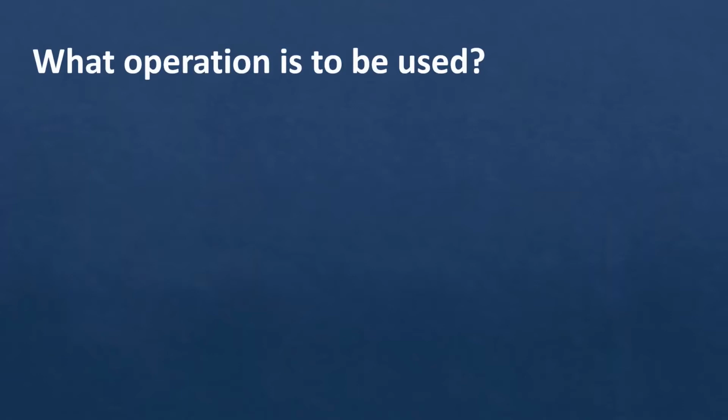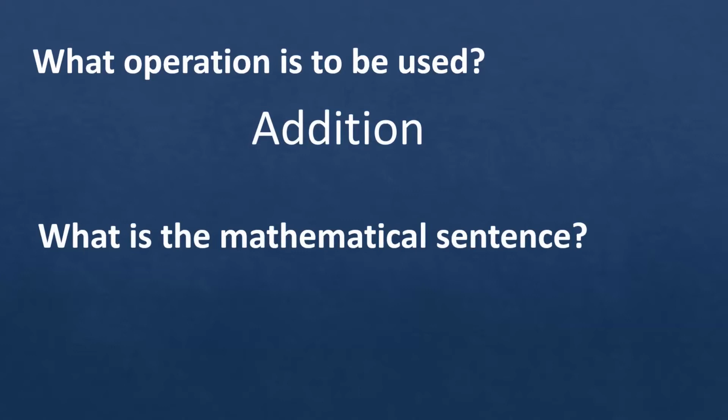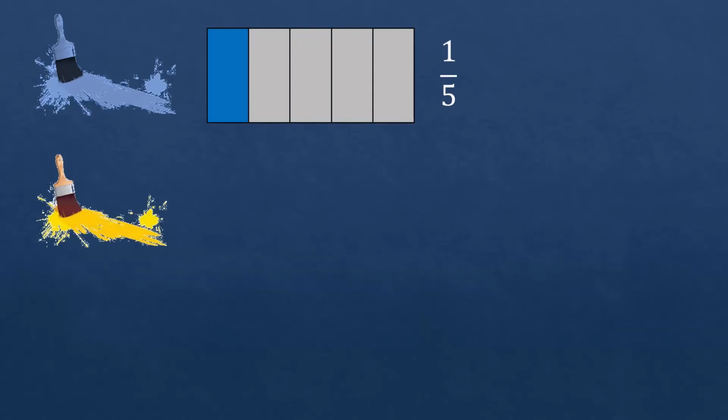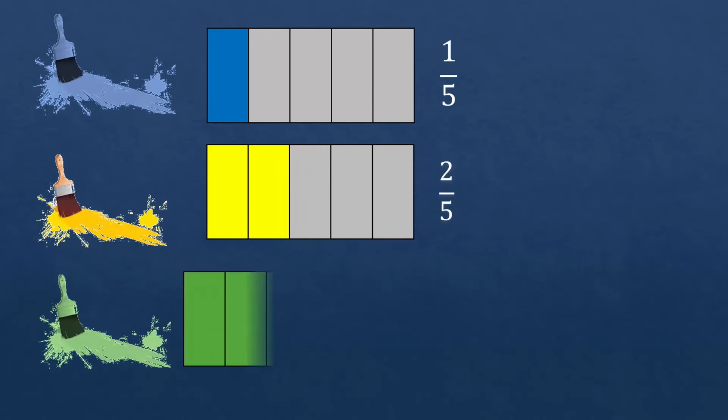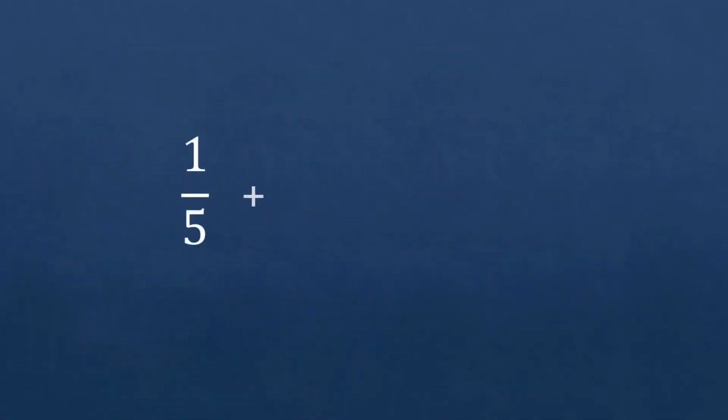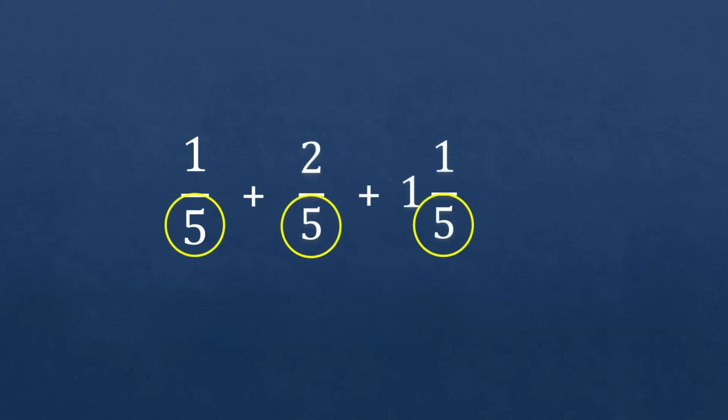Now, what is the operation to be used? The operation to be used is addition. What is the number sentence for this problem? The number sentence is 1/5 + 2/5 + 1 and 1/5. Let's picture the problem. As we can see, each large rectangle is broken into 5 parts, which represent the denominator, and the parts that are painted represent the numerators. Now let's add 1/5 + 2/5 + 1 and 1/5.